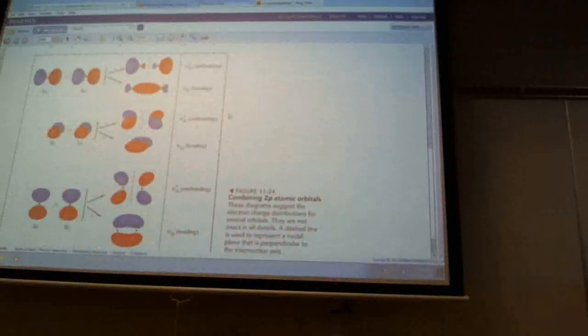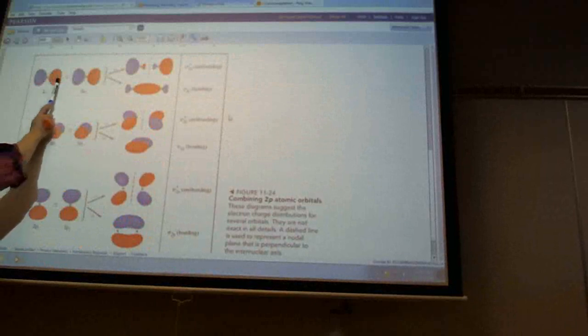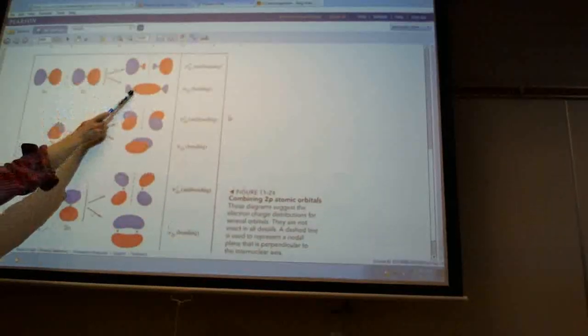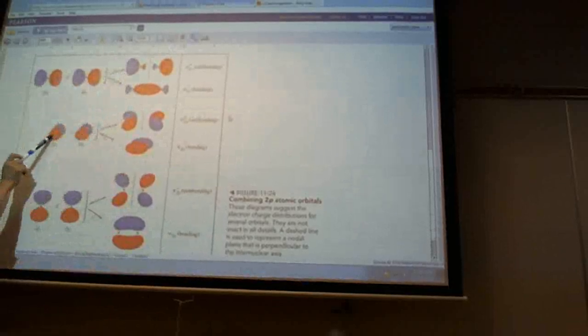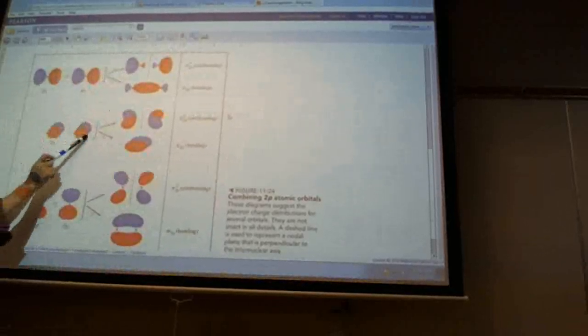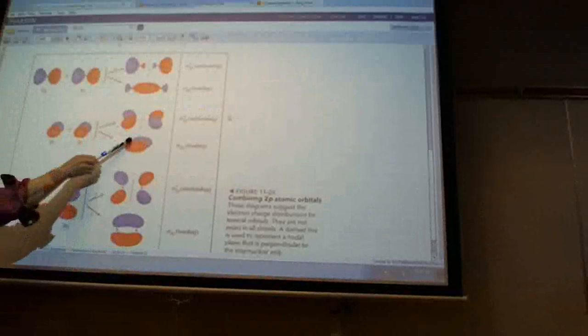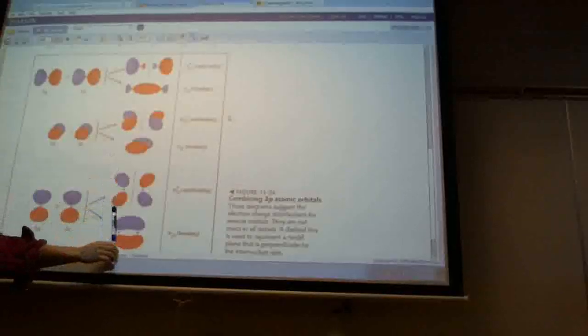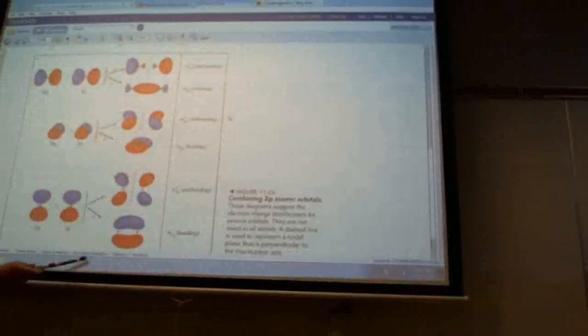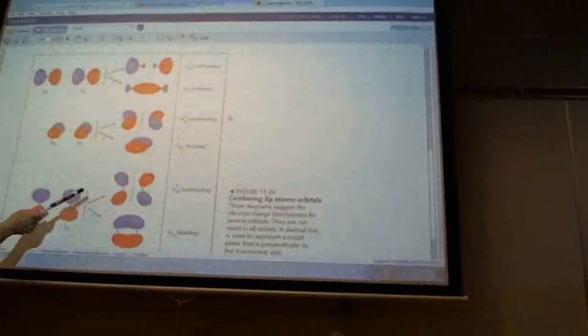So when we combine the p's, we have the px's. The px's form the sigma 2p, the sigma star 2p. We have the py's. The py's are going to come side on. That's going to make the pi 2p's and the pi star 2p's. And then we have the pz's. The pz's come side on, and so they're just like the py's, but in the plane. These are perpendicular to the plane. And so we have the bonding and the antibonding here.